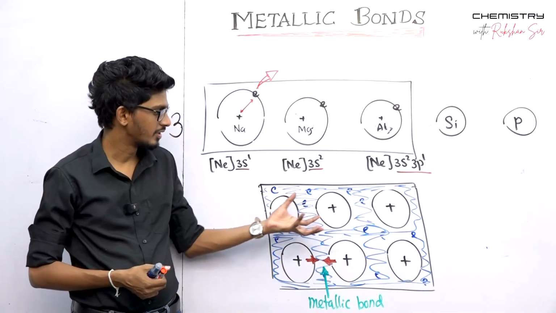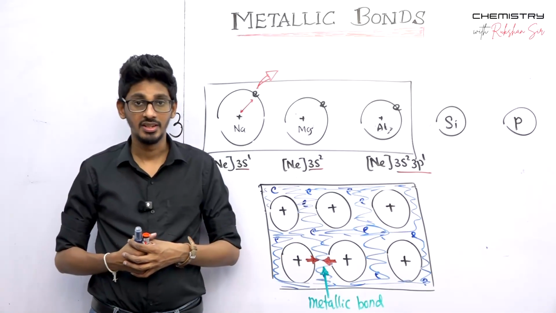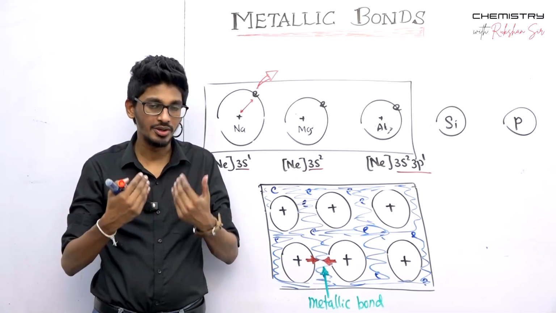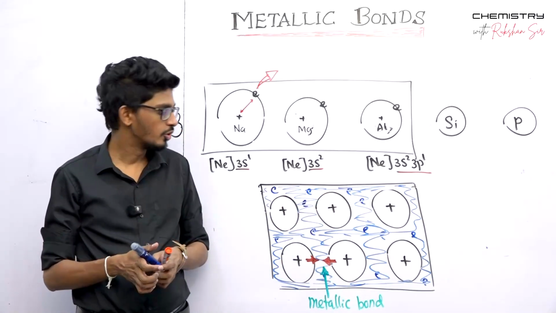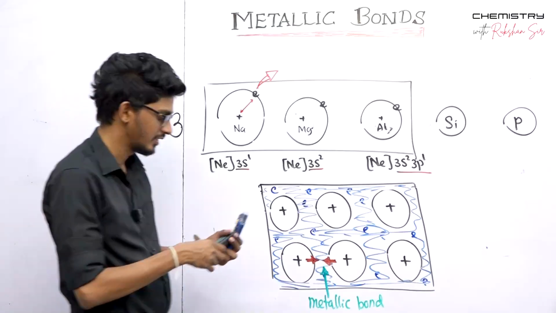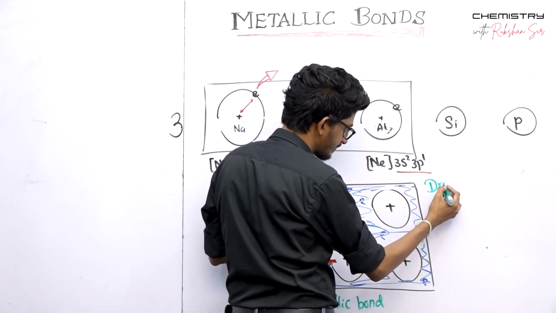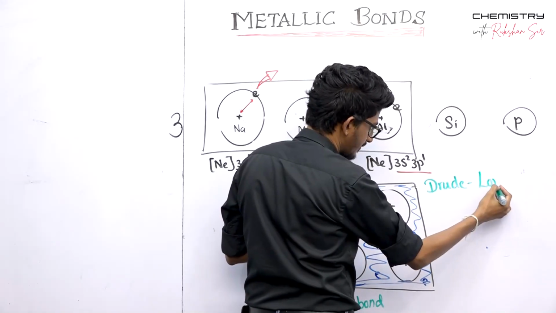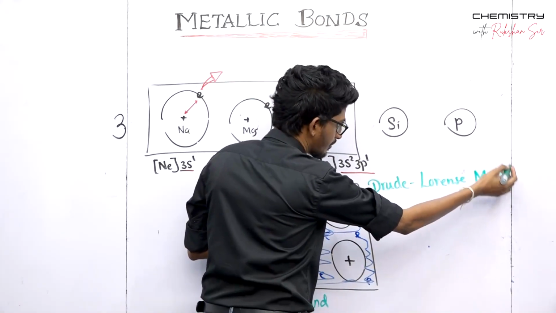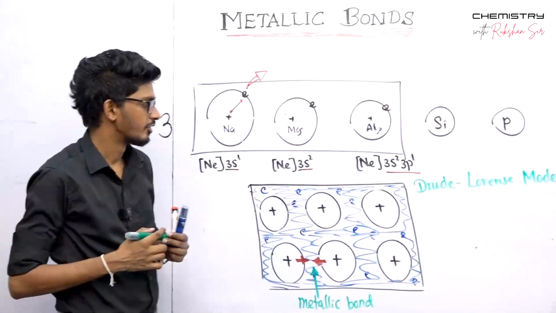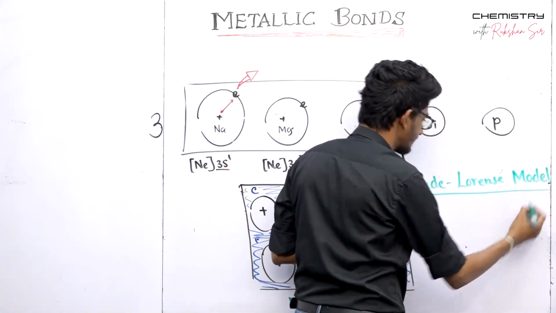This kind of model was first proposed by two scientists known as Drude and Lorentz, so this model is referred to as the Drude-Lorentz model. This is the Drude-Lorentz model of metallic bonding.